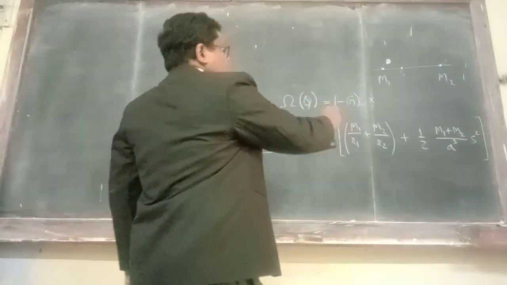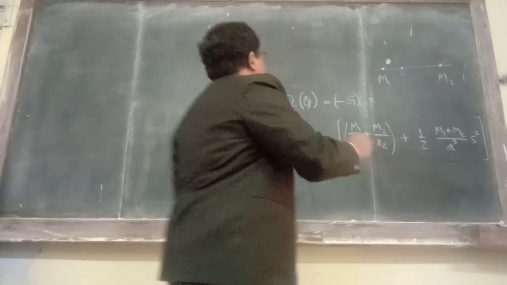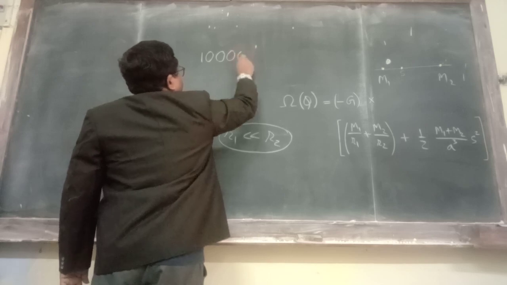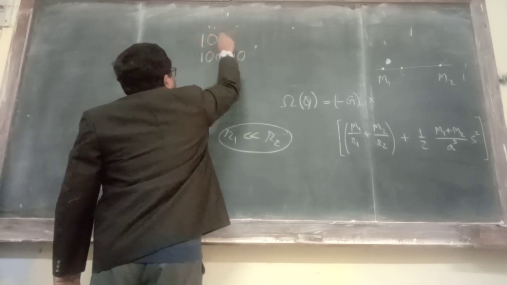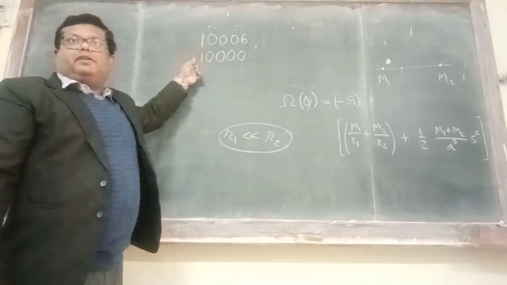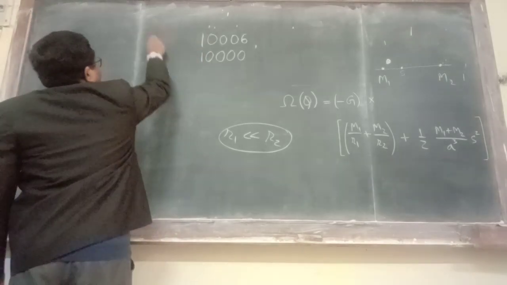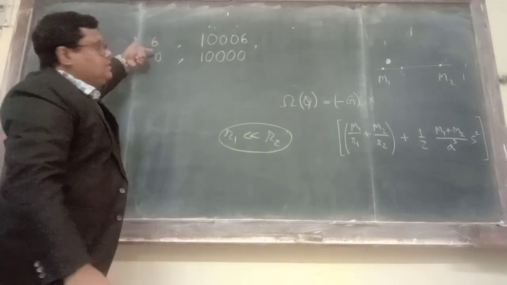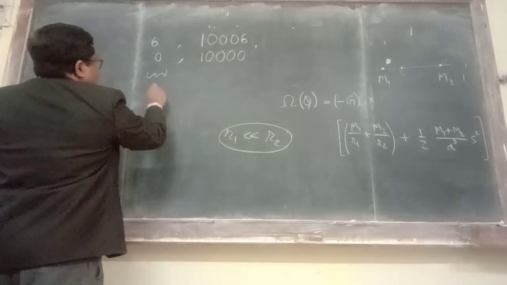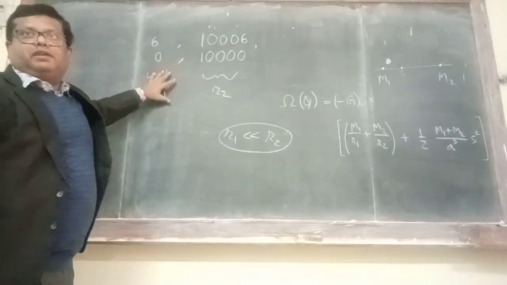But remember, in such a case, since this is very far, let us consider an example, say 10,000 and 10,006. There is hardly any difference between these two. But what about 0 and 6? They are quite different. So this is what R1 is, this is how R2 will vary. You can think of it like that.